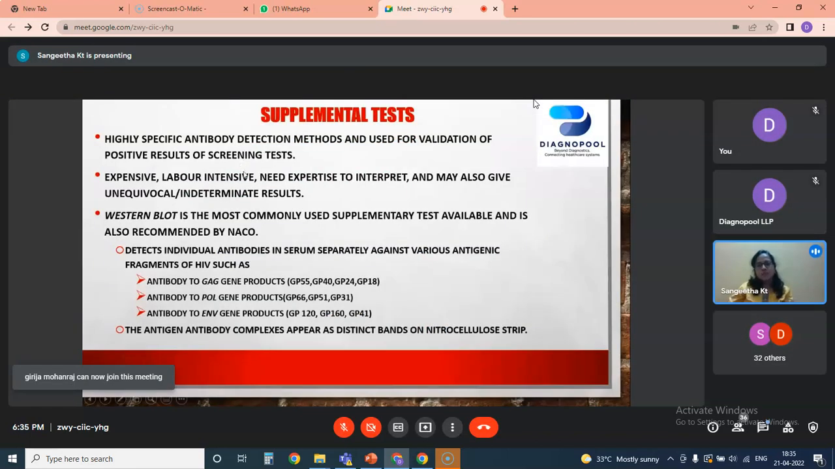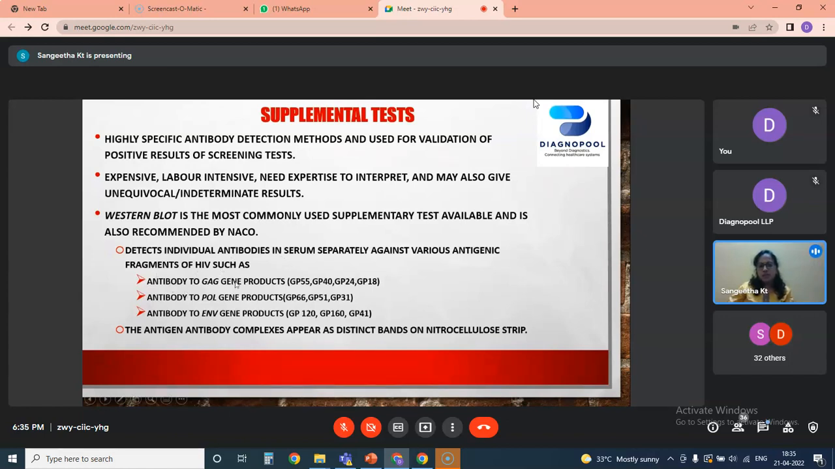Now next we are going to the confirmatory or the supplemental tests. In that, the first is the Western blot test. These are highly specific antibody detection methods which are used for validation of positive results of your screening test. They are quite expensive, labor intensive, and need expertise to interpret. And they even give equivocal or indeterminate results. In that, Western blot is the most commonly used test recommended by NACO. Here it detects the individual antibodies in serum separately against various antigenic fragments.